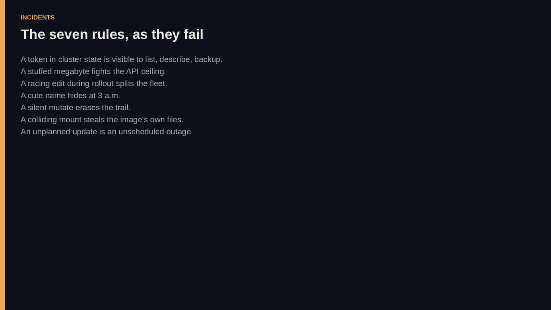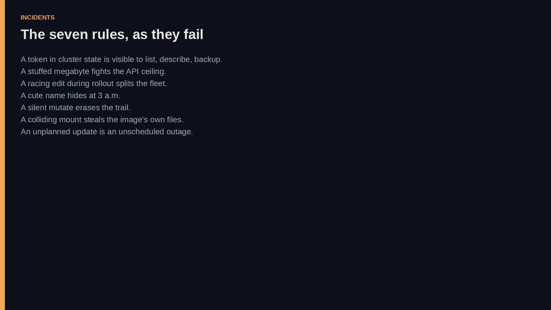Fourth, names should tell a story. Dev database config is a name a human can find at 3 in the morning. Fifth, version configuration instead of silently mutating it. Create a new object, point the next pods at it, leave the old one as evidence. Sixth, mount paths must not collide with files the image already owns. A config map that overwrites an application's own settings file is a ghost in the machine.